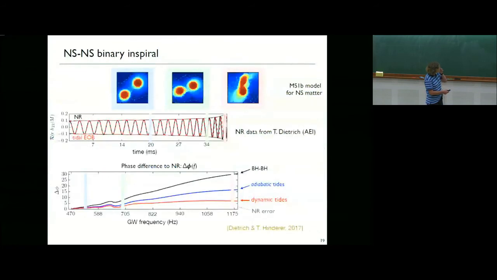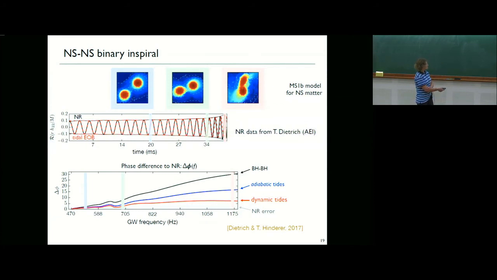Okay, let me just go back here, because I wanted to show again, instead of looking just at the waveform, which is not so informative, we can look at the dephasing. So here's again the phase change, this time plotted as a function of the frequency. And you see clearly, these columns correspond again to these snapshots. After the green column, the black hole model is completely different. The adiabatic tides is a somewhat better description, and the dynamic tides is even better yet.